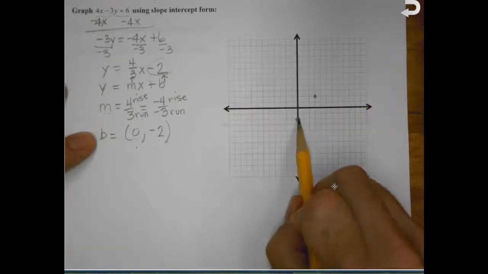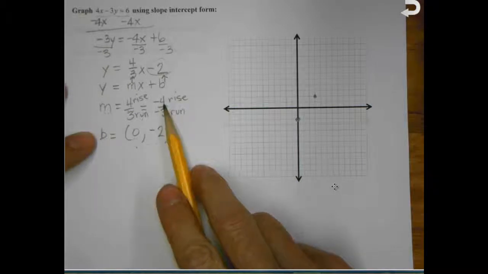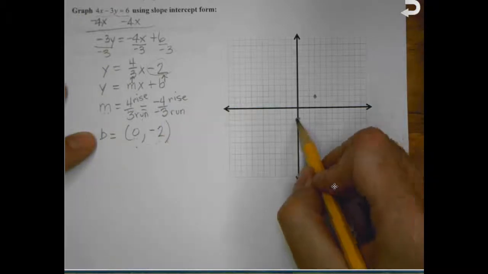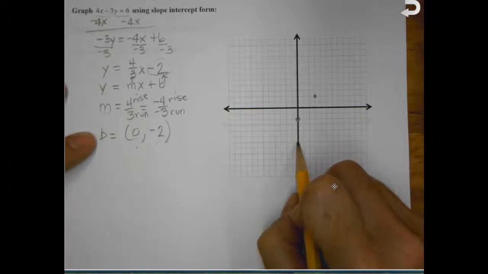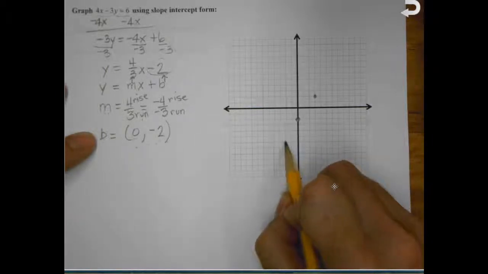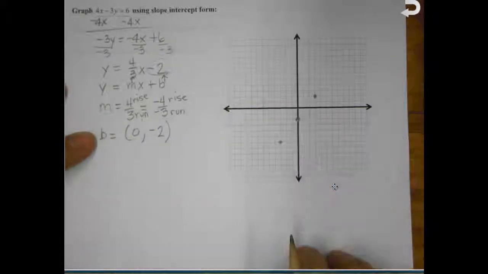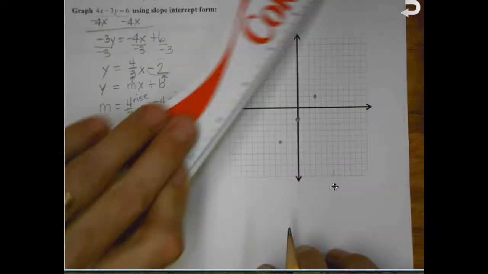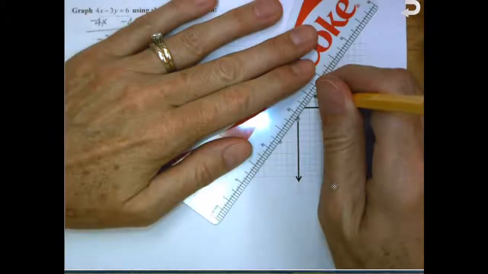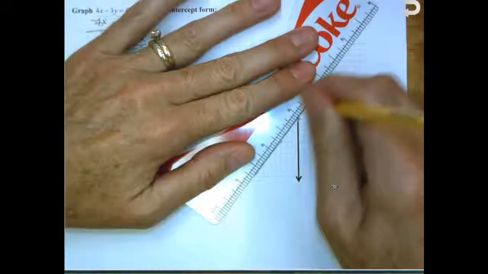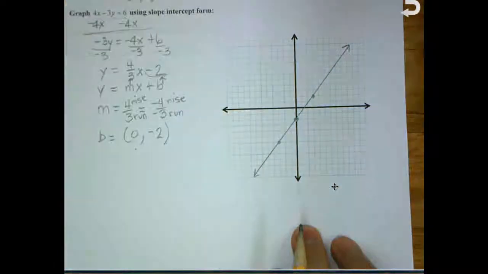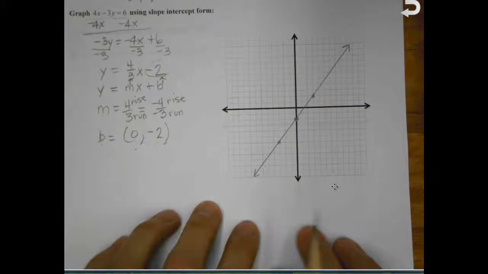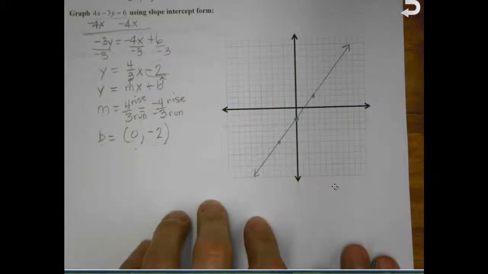Come back to our known point, 0, negative 2, this y-intercept, and then I'm going to do negative 4 for my rise. So instead of going up, I need to go down now. 1, 2, 3, 4, and a run of negative 3, so I have to go to the left 3. Now I have 3 points on my graph. I can get my ruler and put in my graph, my line, and there I have it. So I can graph using the slope-intercept form.